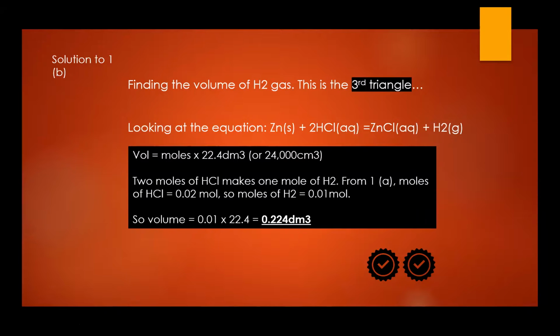So from the first bit, the HCl was 0.02. So if we look at the equation, 2 HCl gives 1 H2. So 2 gives 1. So 0.02 will give 0.01. The volume, because they give you it at 22.4 in this one, is 0.01 times 22.4, 0.224 cubic decimeters.